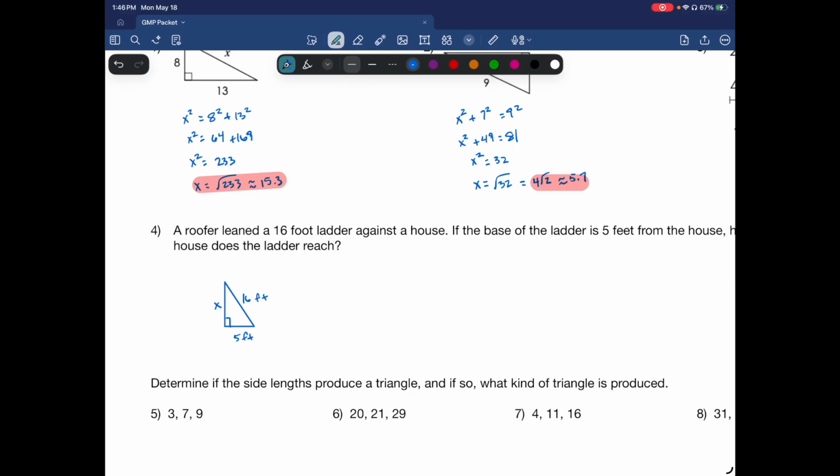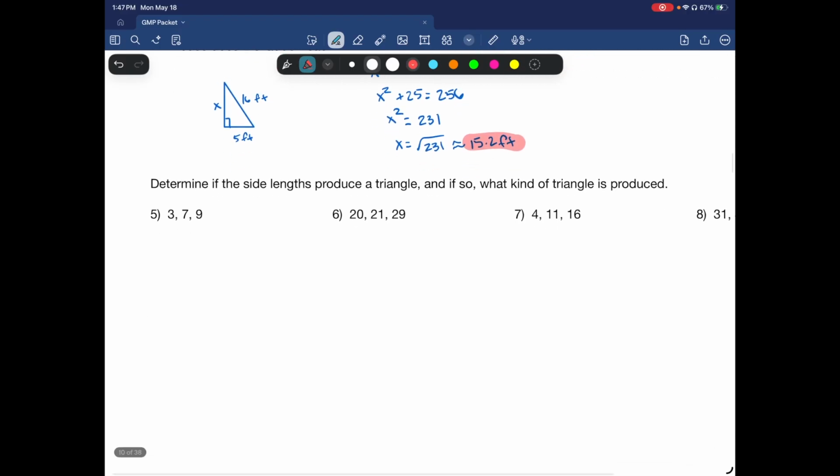In this case, it's one of the legs, so you've got x squared plus 5 squared equals 16 squared. Solve it down, you get x squared plus 25 equals 256. x squared equals 231. So x equals the square root of 231. And if we're following the same rule as before, the one decimal is going to give me 15.2. And because we're dealing in feet, make sure you include your units.